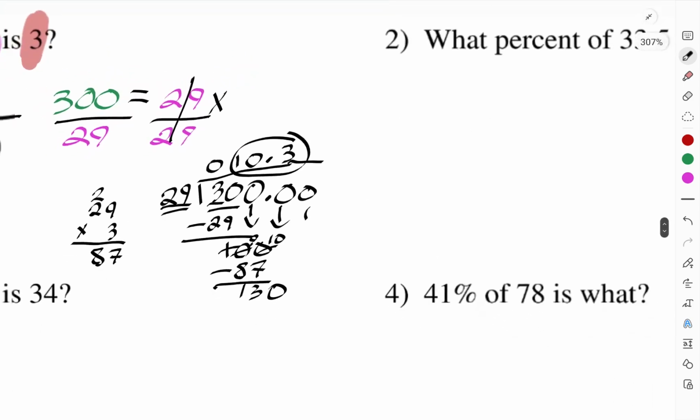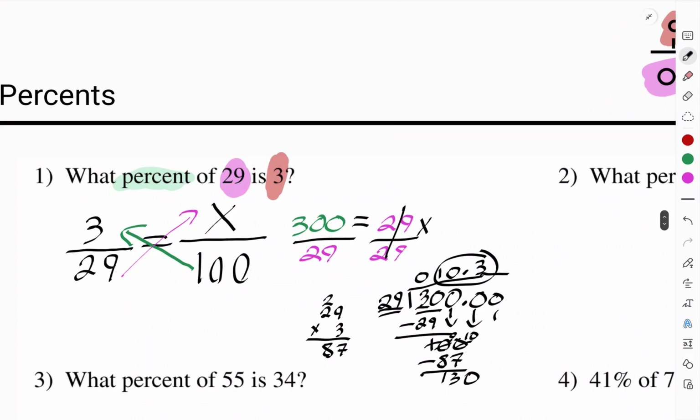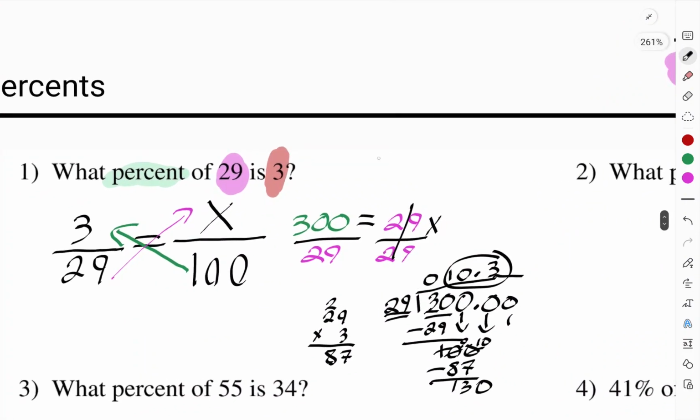So, what is the question? What percent of 29 is 3? Well, technically, I'm going to round it to the nearest percent. 10%.